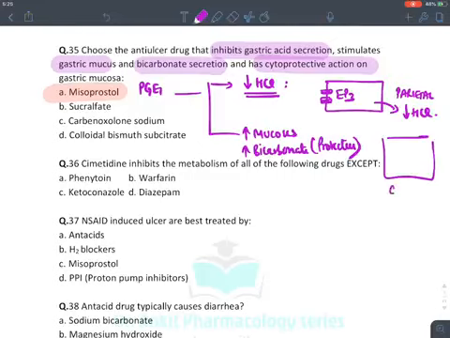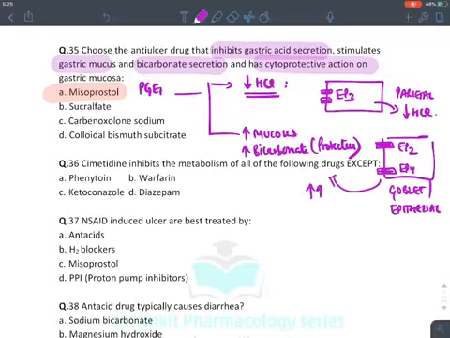And which cells does it act on? We will write it acts on goblet cells, which increases mucus production, and other epithelial cells which can increase bicarbonate production by acting on receptors EP2 and EP4. And these factors increase production. So misoprostol has all these effects.